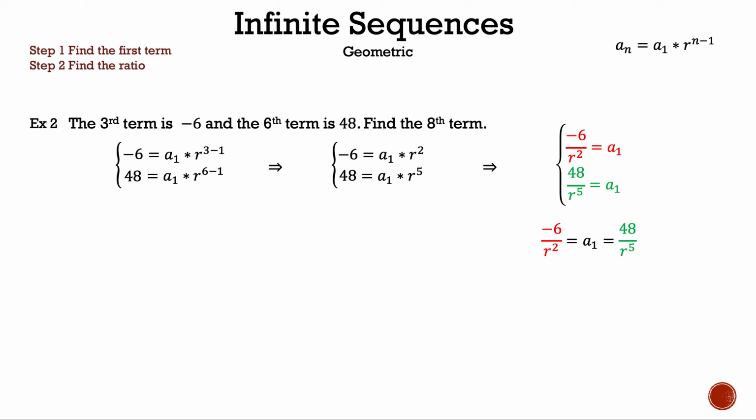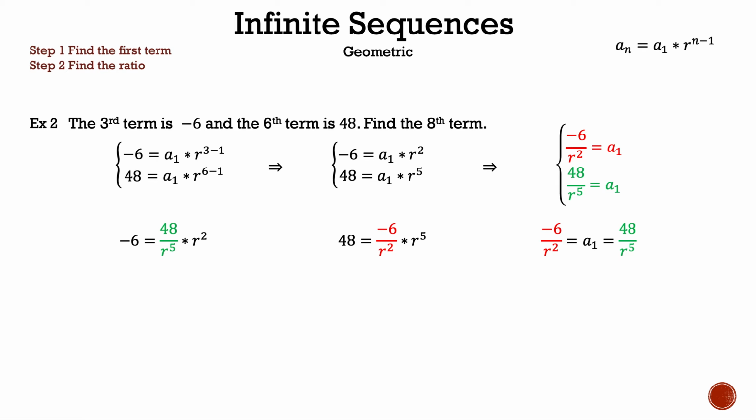Which one do you think is better? Well, let's do both so you can have a look and decide. We have substituted 48 divided by r raised to the fifth power in our first equation, and we have substituted negative 6 divided by r squared in the second equation. Now, let's take a quick look at the first equation on the left. Now, let's take a quick look at the second equation on the right. Which one do you think is better? Which one do you think we should continue?